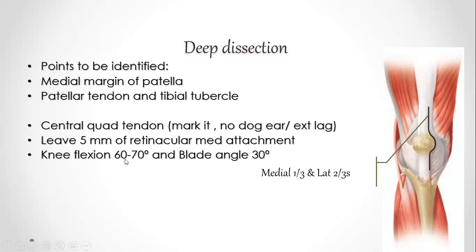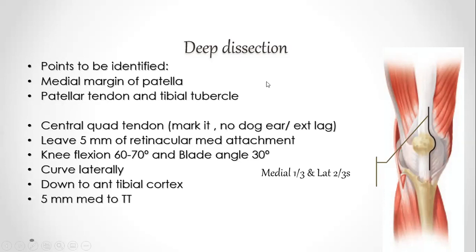Flex the knee usually to 60 to 70 degrees. The blade angle when you are doing the arthrotomy is 30 degrees from the midline of the knee joint. And curve it then laterally down to the anterior cortex of the tibia, and then 5 millimeters medial to the tibial tuberosity, and you end this part.